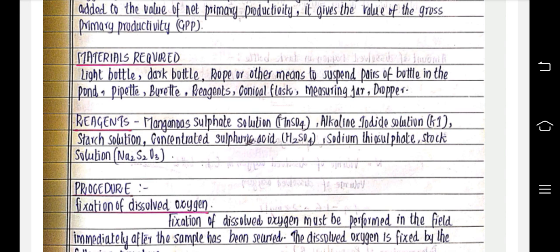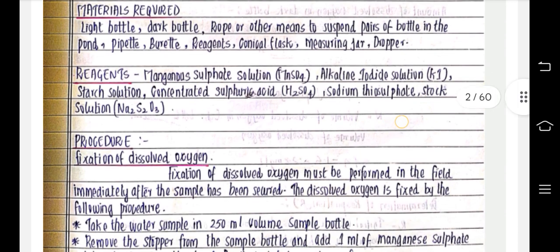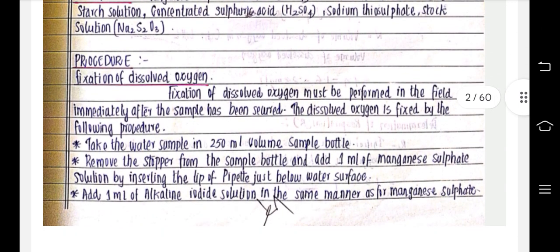Procedure: fixation of dissolved oxygen. Fixation of dissolved oxygen must be performed in the field immediately after the sample has been secured. Take the water sample in a 250 ml sample bottle. Remove the stopper from the sample bottle and add 1 ml of manganese sulfate solution by inserting the tip of the pipette just below the water surface.